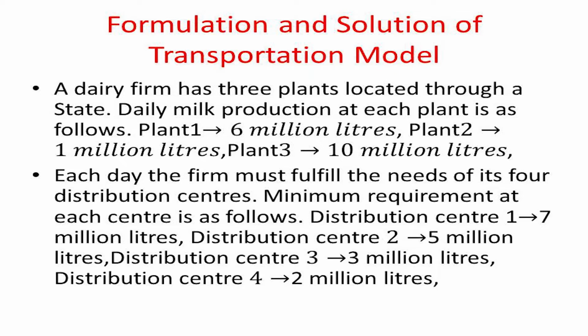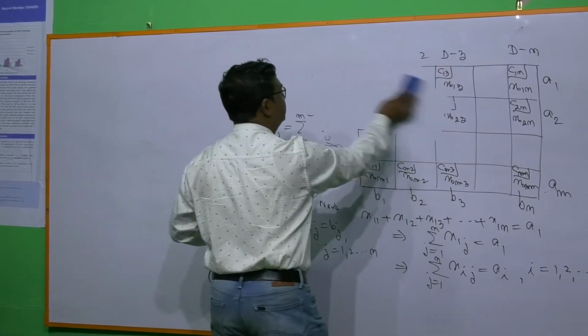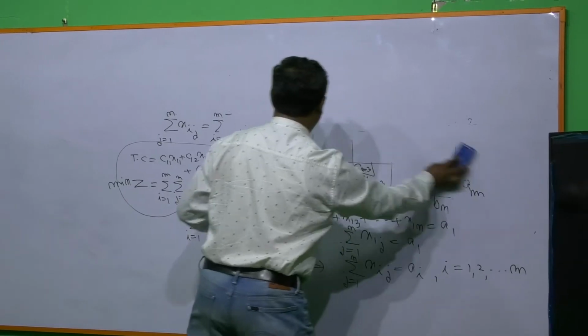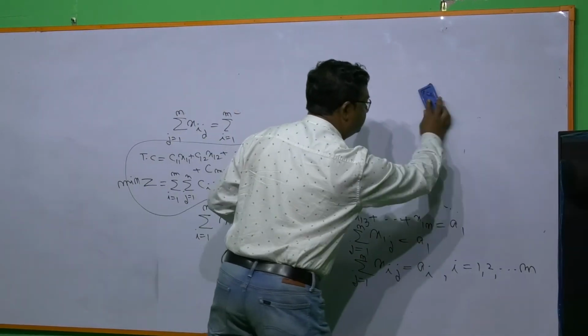Each day, the farm must fulfill the needs of its 4 distribution centers. The minimum requirement at each center is as follows. Distribution center 1 requires 7 million liters. Distribution center 2 requires 5 million liters. Distribution center 3 requires 3 million liters. Distribution center 4 requires 2 million liters. So let us form the transportation table by using this information.